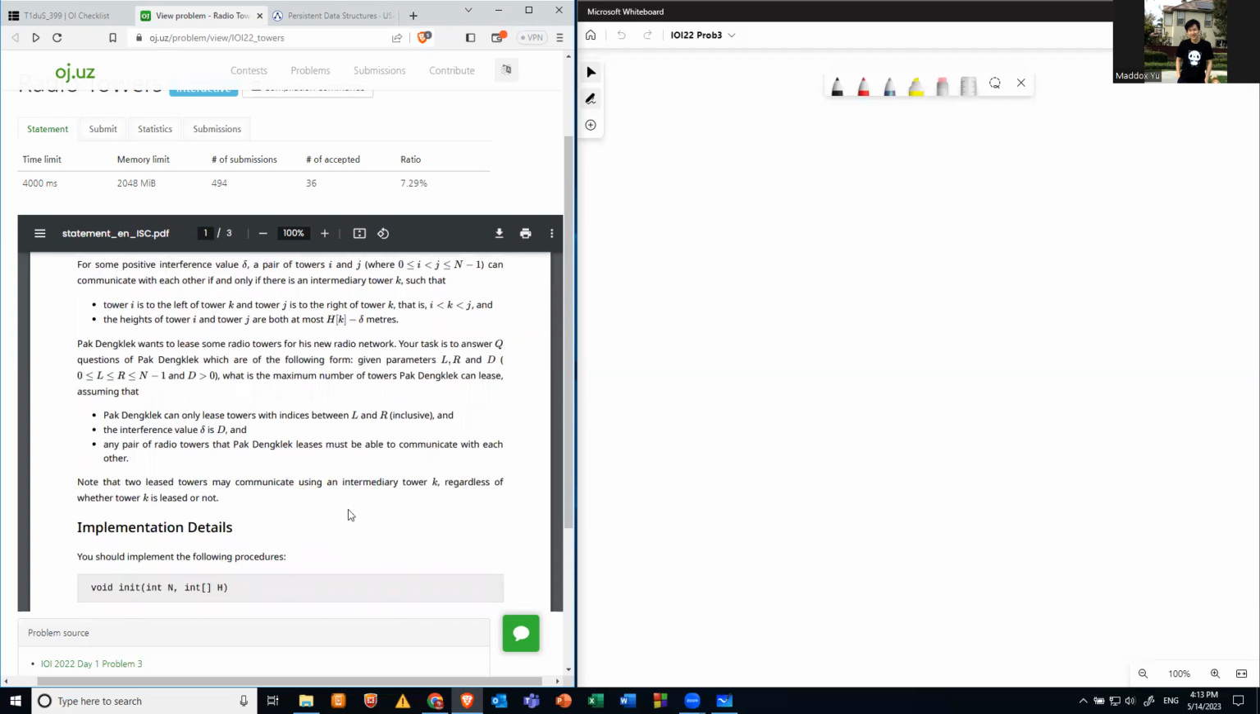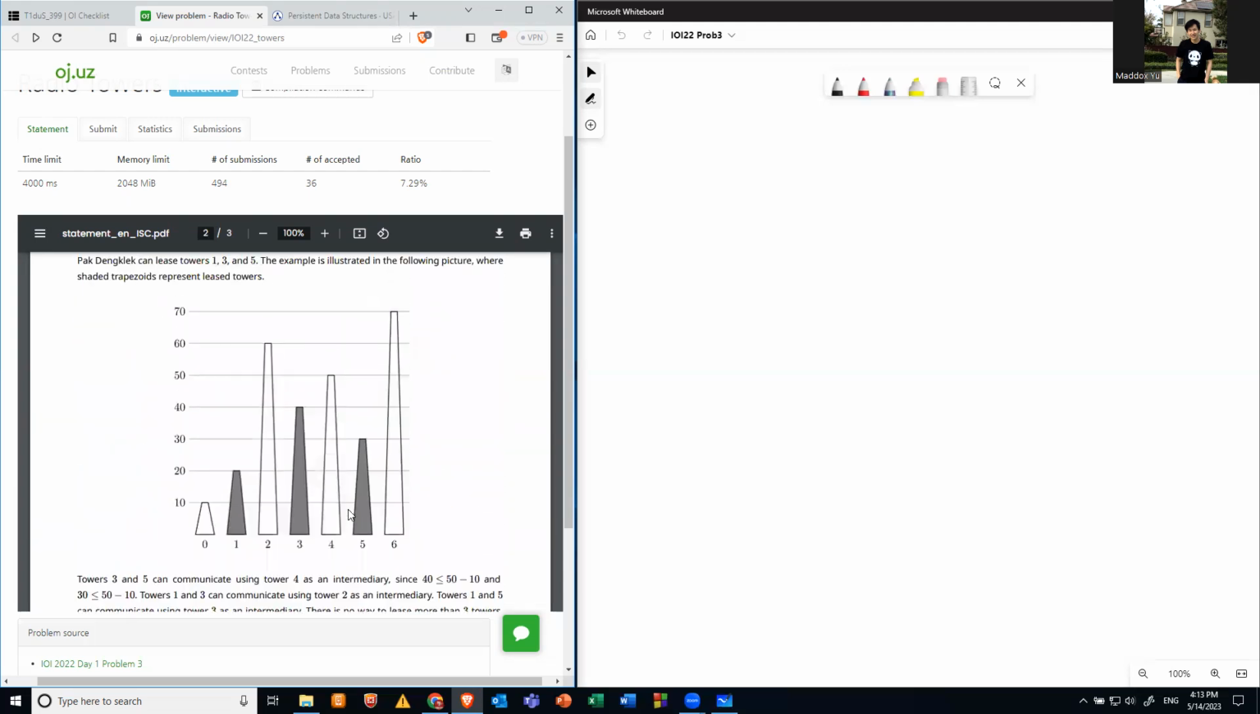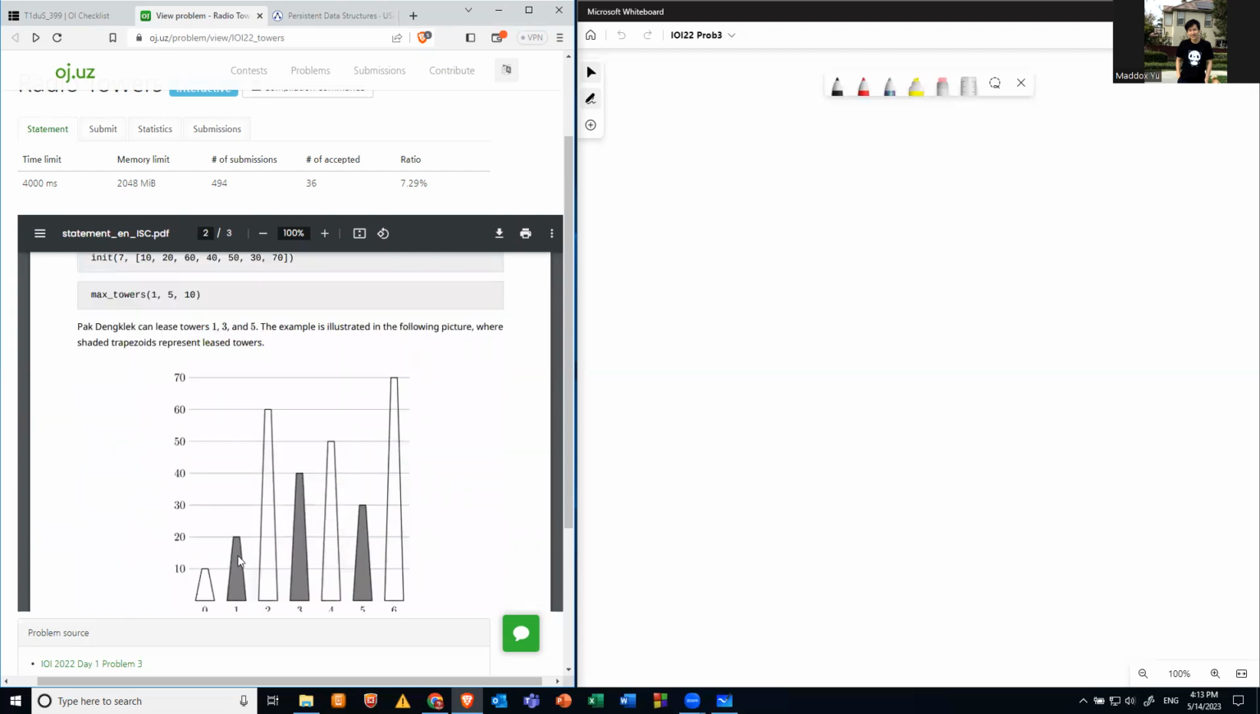Okay, so here is an example like this, right? So this and this tower, let's say delta is 10. Between this and this, there is a peak, which is higher than any of those by at least 10. And there's a peak here, so this and this can communicate. And this and this can also communicate, because the tower in between has a height of more than either of them.